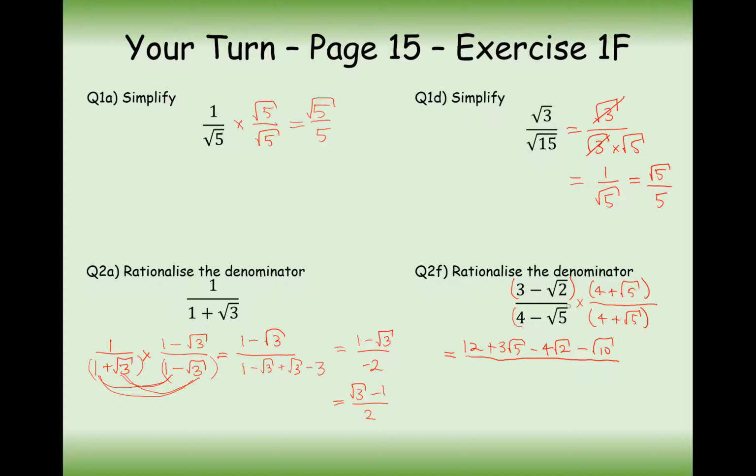On the denominator here, expanding out 2 brackets, we're going to get 16 plus 4 root 5 minus 4 root 5 and minus 5. So simplifying this, we're going to get 12 plus 3 root 5 minus 4 root 2 minus root 10. And then on the denominator here, we've got a positive term that will cancel out with a negative term. So cancel both of those out. And then it's just going to be 16 minus 5, which is 11. So there's the answer for the fourth question here.